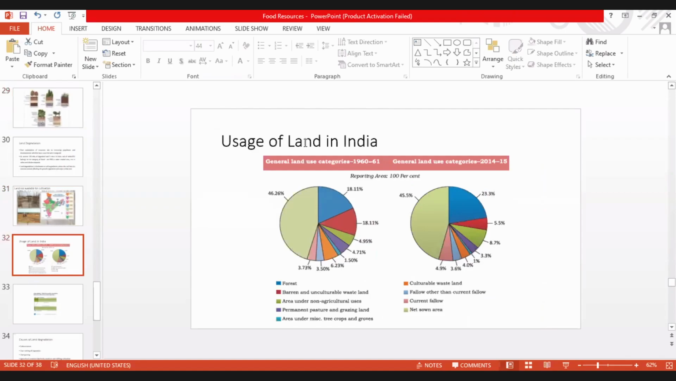The next image is usage of land in India. So in the 1960-61 survey and the 2014-15 survey, there is a difference in percentage. When the forest cover has reduced, the urbanized land has increased. Okay, so we'll talk about it.